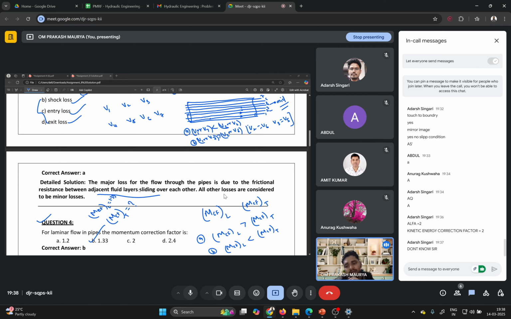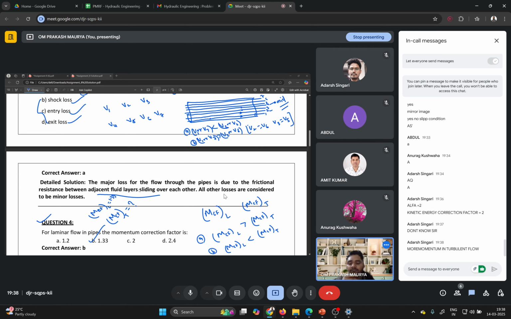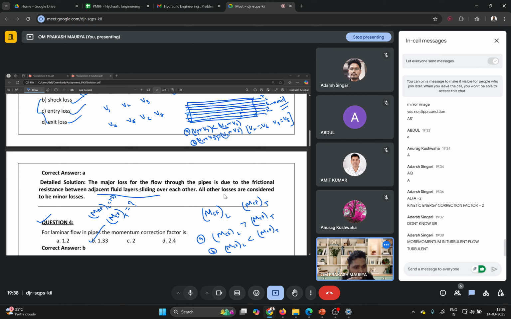The momentum correction means what? The correction due to momentum. Momentum means what? Mass into velocity. Means momentum transfer. Here something is talking about momentum transfer. In which case momentum transfer will be more, whether in turbulent or in laminar?